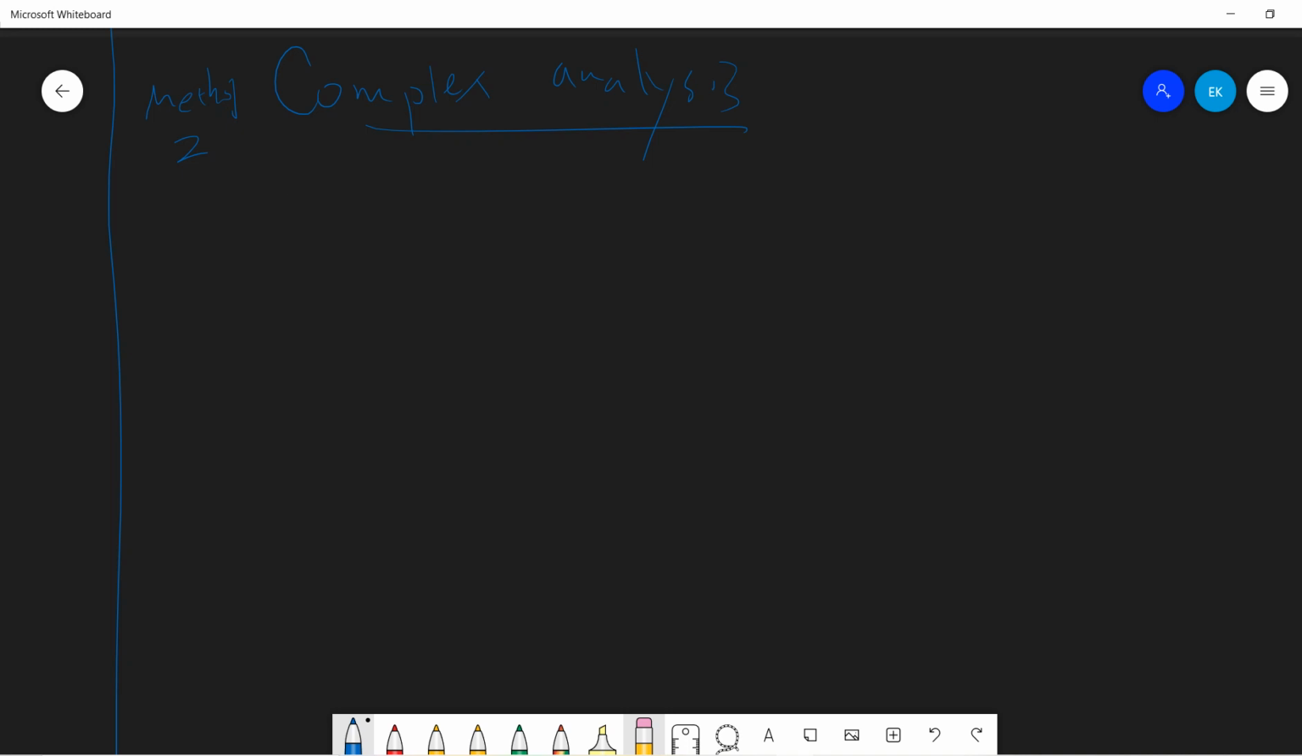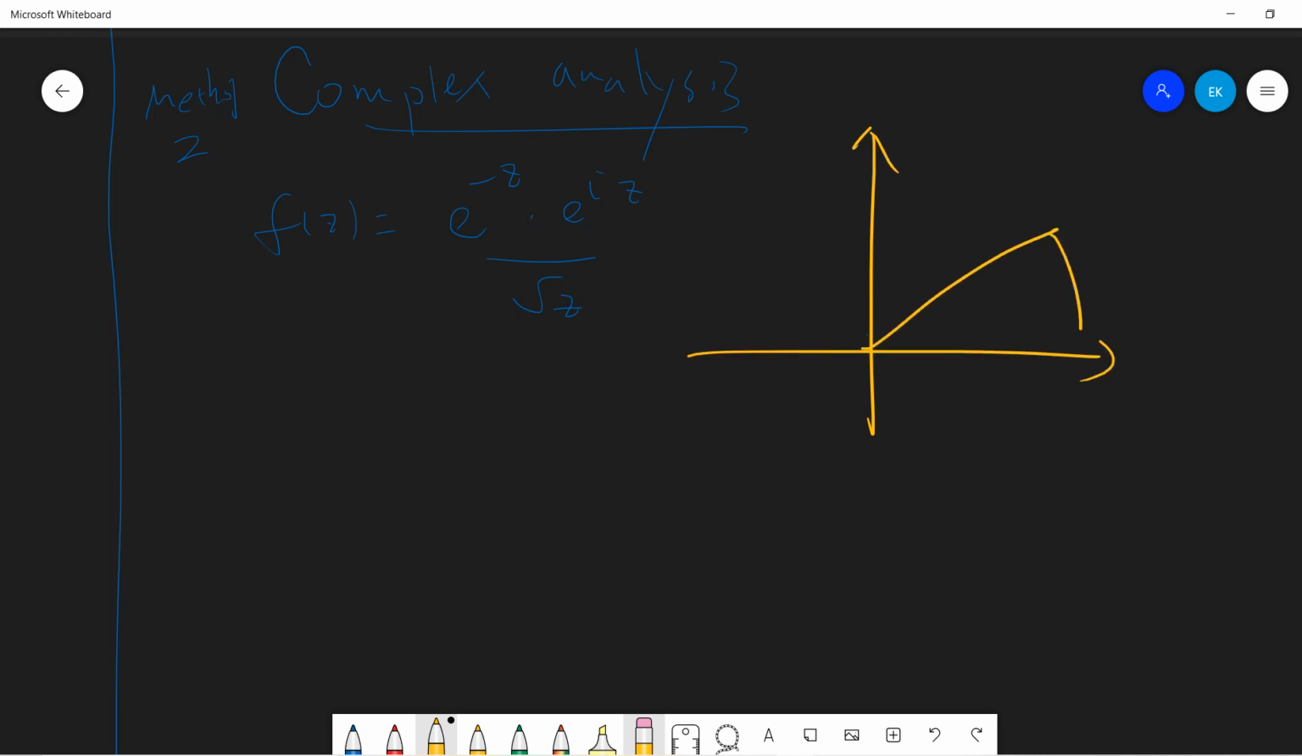Okay. So let's consider f of z to be, let's say, exponential minus z times exponential i c divided by square root of z. And I choose a beautiful contour from this to this, and the contour should be chosen this way, right? So notice that you have a square root of z, so you should have a branch cut, right? So I choose the branch cut to here. However, the branch cut will not affect our answer.